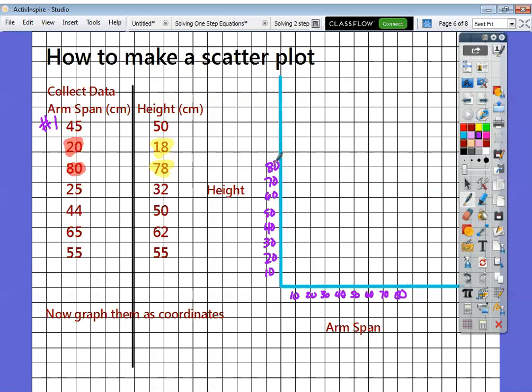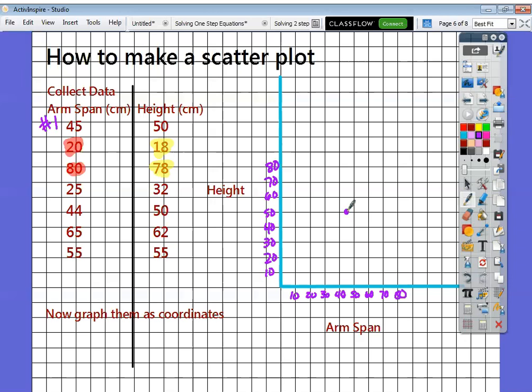Now, this is the cool thing about scatter plots: we're kind of guesstimating. If you remember when we were doing linear equations, you had to be right smack dab on the correct number. Well, we're going by tens here, so we're going to have to guesstimate where each thing would be. Okay, so here's person number 1. Person number 1 has an arm span of 45, which is right there, and a height of 50. So I'm going to go up to 50 and put a dot right there.